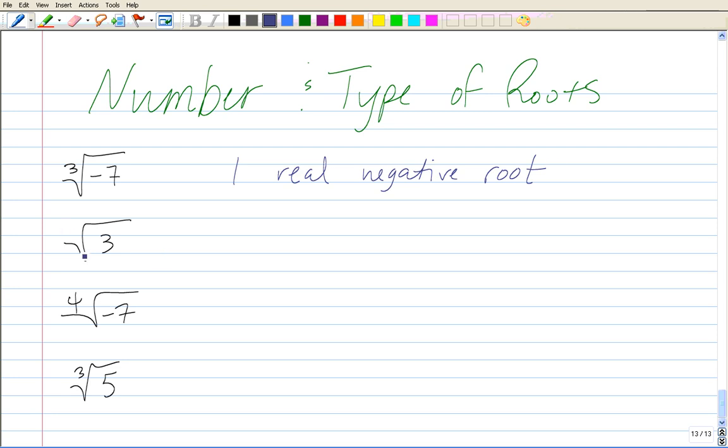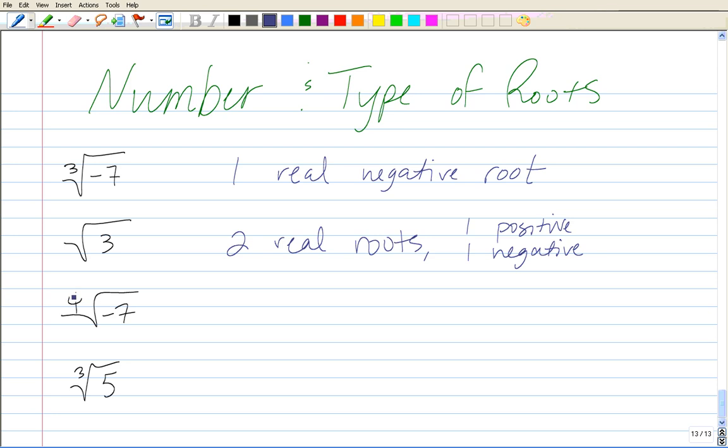On the next one, we have the square root of a positive number. So the square root of a positive number can be a positive or a negative number. So here we'll have 2 real roots. There's going to be 1 positive and 1 negative.